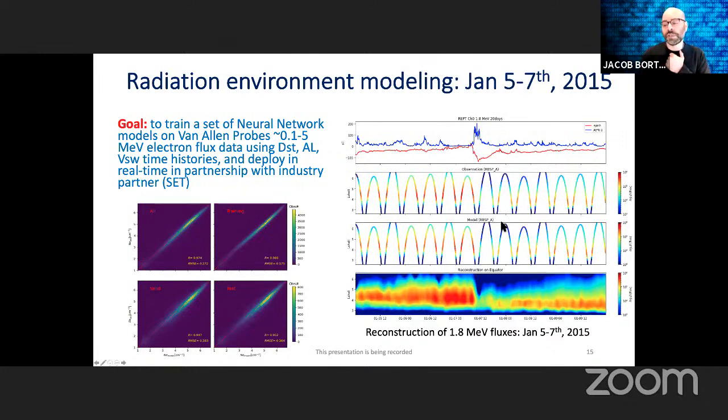Here's an example of a storm, and I'll focus on this January 5th to 7th storm in 2015. And you can see this is the observation from RBA. Here's our model predictions. And this is out of sample. And our model learns what the radiation belts are doing very, very accurately. Here's a reconstruction of what the data looks like everywhere.